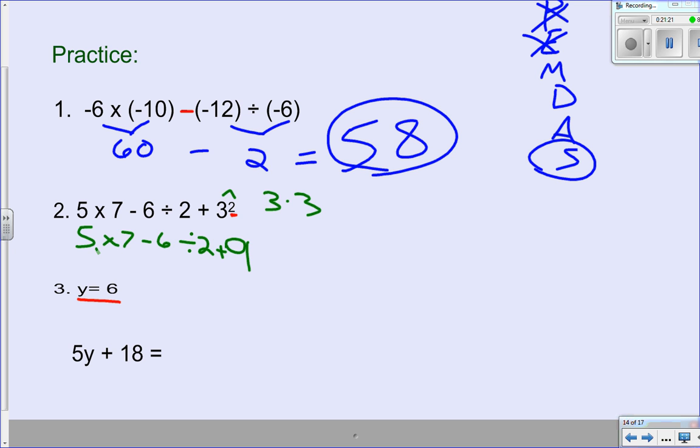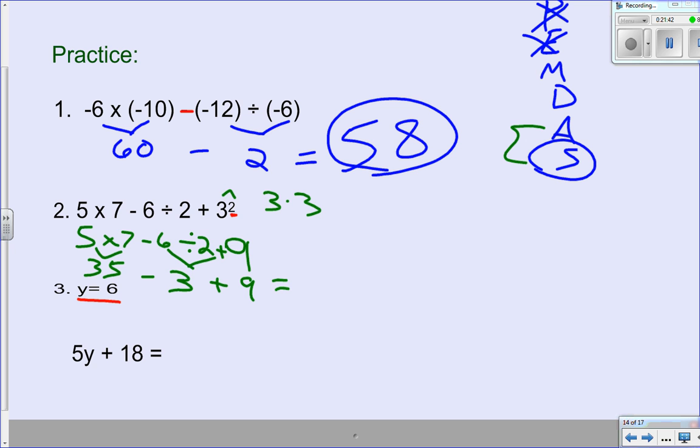Next is multiplication. 5 times 7 is 35. And then division is next. Do not get stuck on this as subtraction or addition yet. 6 divided by 2 is 3. We bring my subtraction sign down, plus 9. Now that all I have is addition and subtraction, I can just work from there.